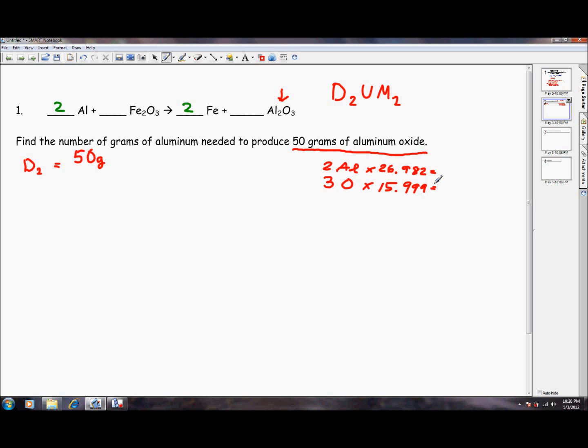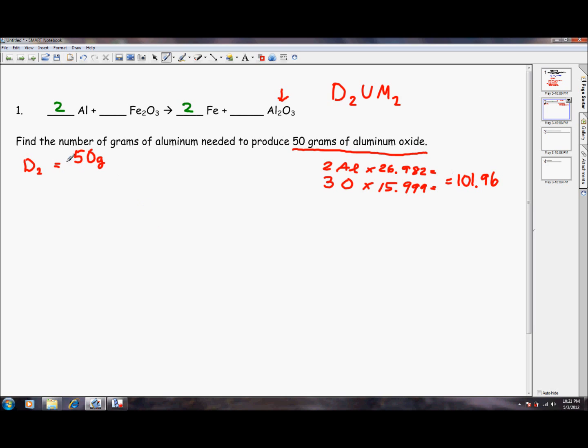Okay. Alright, time to fire up the calculator. So I've got 26.982 times 2, and I'm going to add that to 3 times 15.999. Okay, and that's going to equal 101.96.